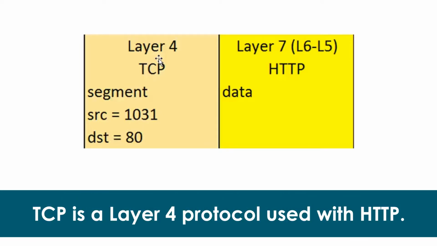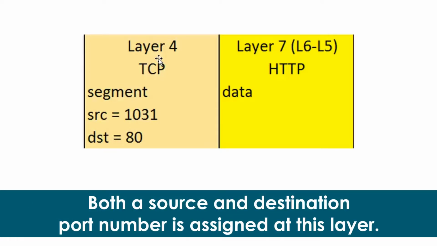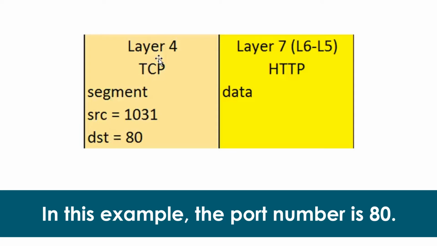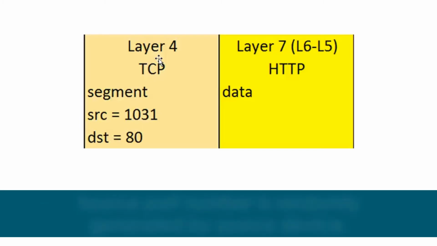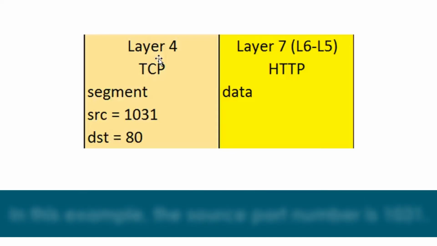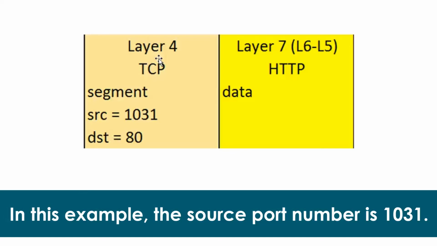TCP is a layer 4 protocol that is used with HTTP. The layer 7 and layer 4 protocols are tied together. In addition, both a source and destination port number is assigned at this layer. Some port numbers are considered well known. In this example, since the destination is to the application HTTP, the port number is 80. The source port number is a random number generated by the source device and falls within a range of numbers. In this example, the source port number is given as 1031.